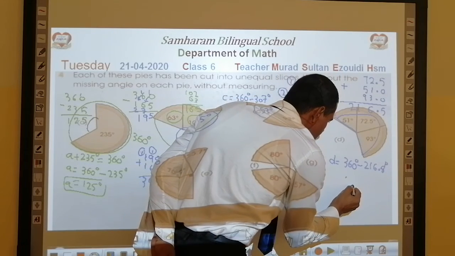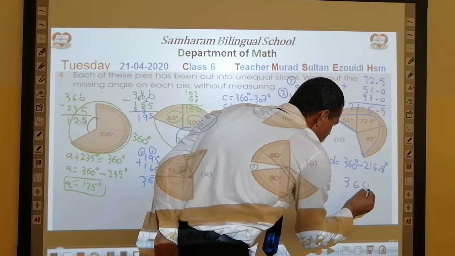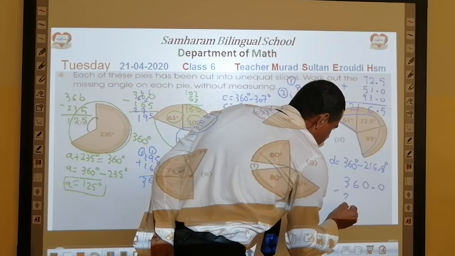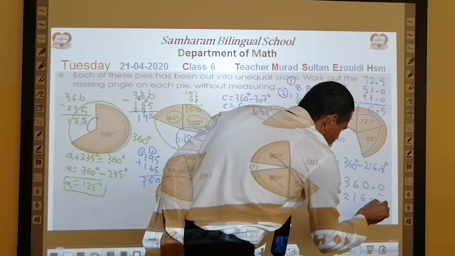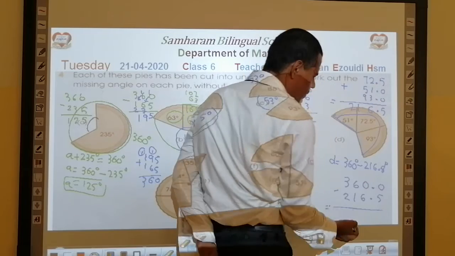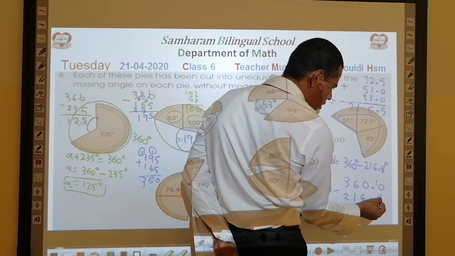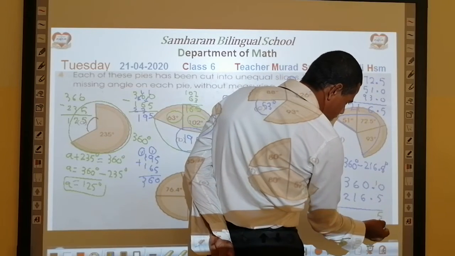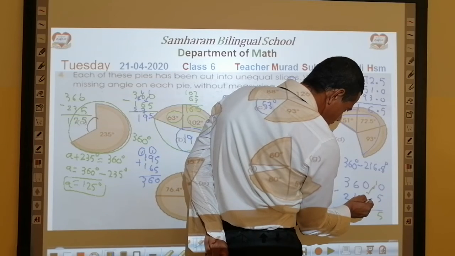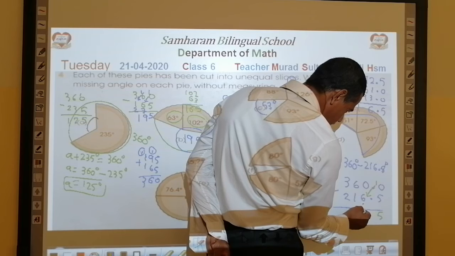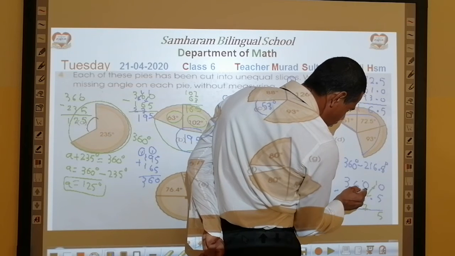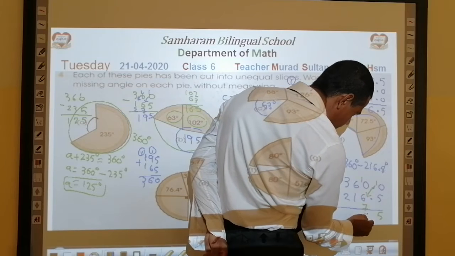This is 360 minus 0.0 minus 216.5. Equal. Look, 0 minus 5, not possible. 10 minus 5 is 5. Then the one I borrowed, I will add it with 6. 6 plus 1 is 7. Now I will work with 7. 0 minus 7, not possible. 10 minus 7 is 3.